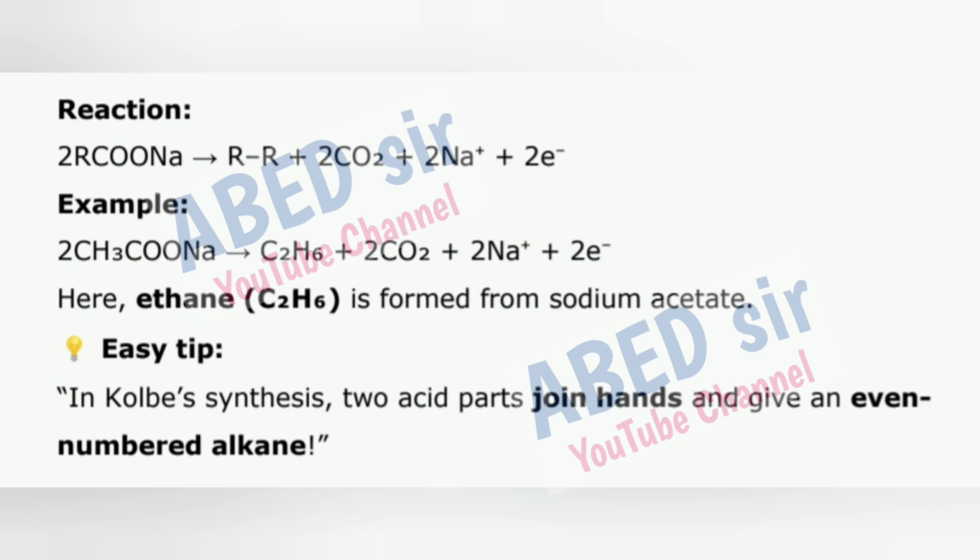Reaction: 2 RCOONa gives R-R plus 2 CO2 plus 2 Na+ plus 2e-. Example: 2 CH3COONa gives CH3-CH3 plus 2 CO2 plus 2 Na+ plus 2e-. Here, ethane, C2H6, is formed from sodium acetate. Easy tip: in Kolbe's synthesis, two acid parts join hands and give an even-numbered alkane.